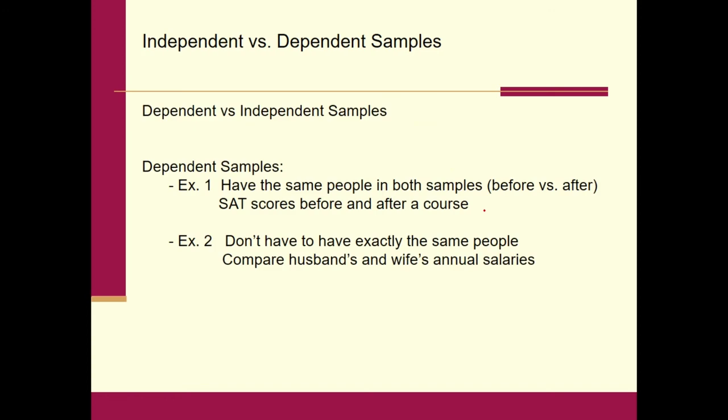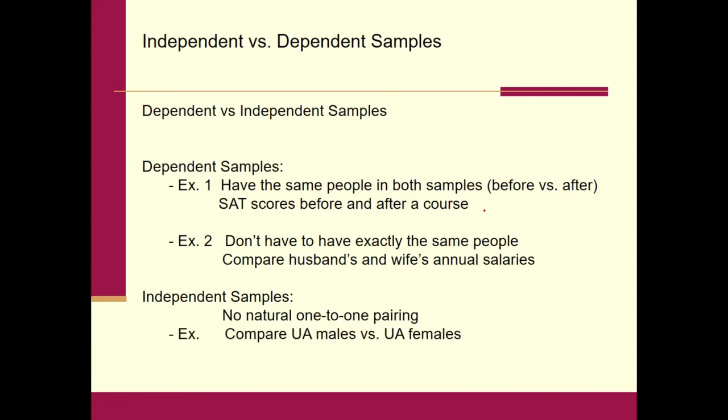All right. What about independent samples? No natural one-to-one pairing, all right? An example of this would be comparing UA males versus UA females. So think about yourself. I don't care if you're male or female, is there one and only one distinct person of the opposite gender that you can be compared to? I mean, it doesn't even make sense, right?